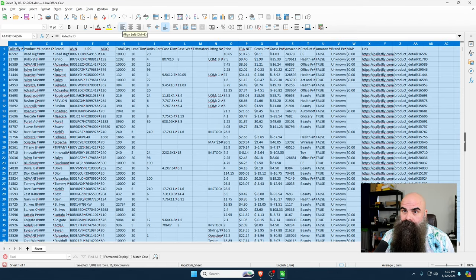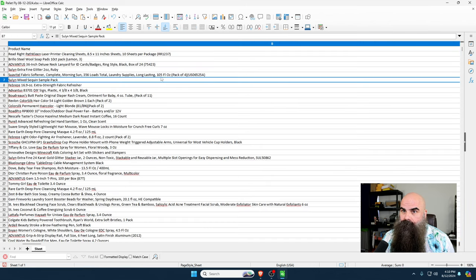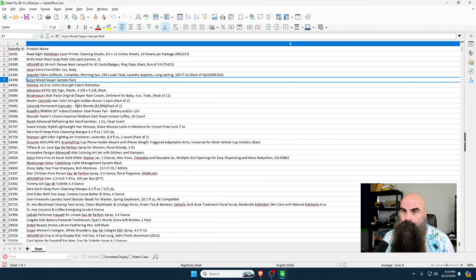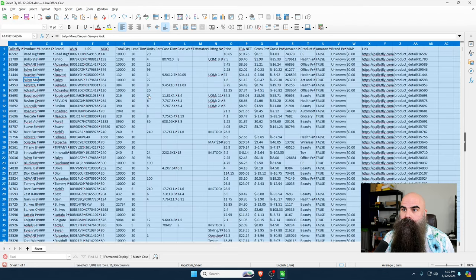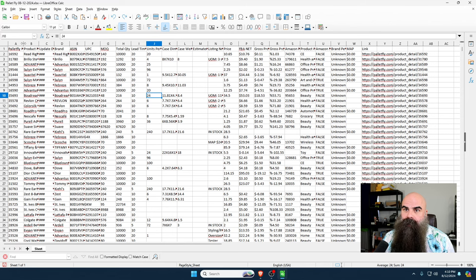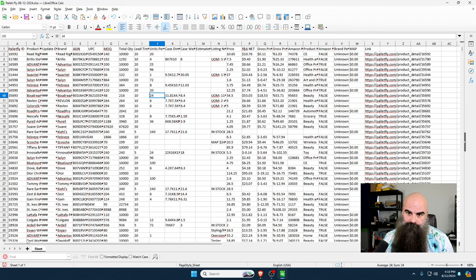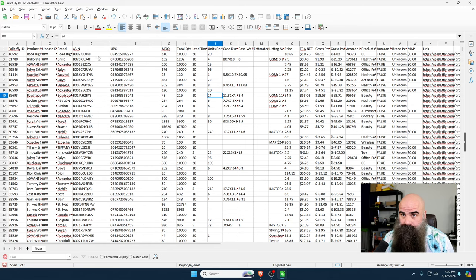So let's just clean this out a little bit. So when you open this up, let's undo that. All right, so we have the Palletfly number here. This is the product description. I'm going to leave that there. Here's the brands. So the important ones for us are right here. They're ASIN, UPC, MOQ, which is the minimum order quantity. And then we need the price per unit.